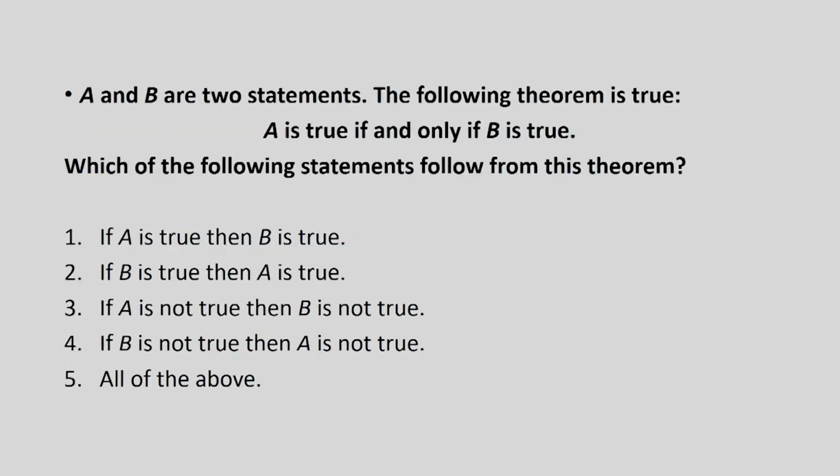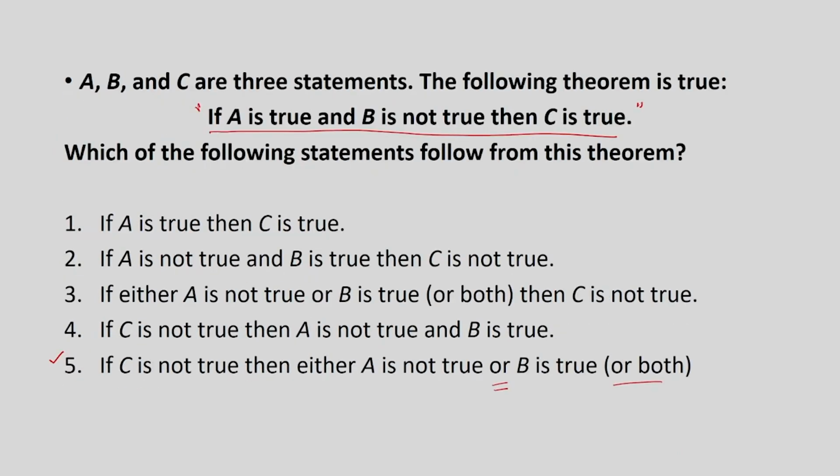Let us take 1 or 2 to understand how they are not following from the theorem. For example, suppose you take the first one. If A is true, then C is true. Does it follow? What is this theorem saying? If A is true and B is not true, then C is true. So, this part has been ignored when you are writing this one. So, the first one is not correct, right. Similarly, you can see the other 3 are also not correct.